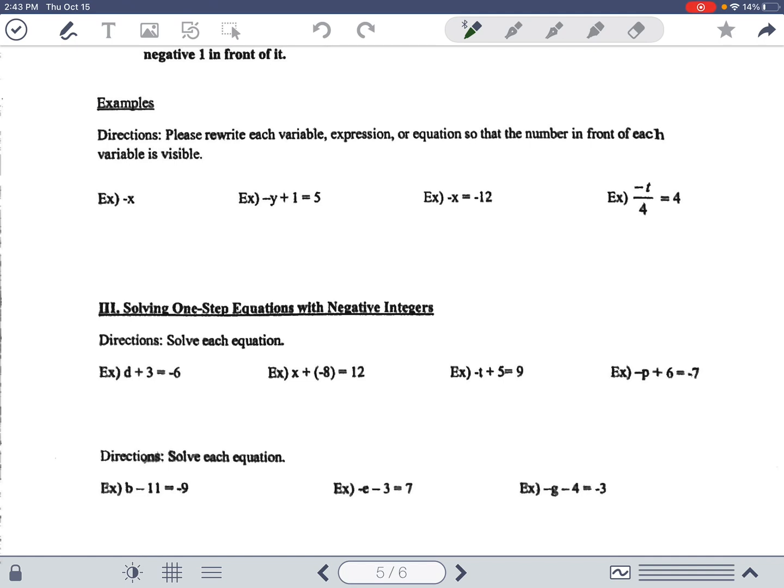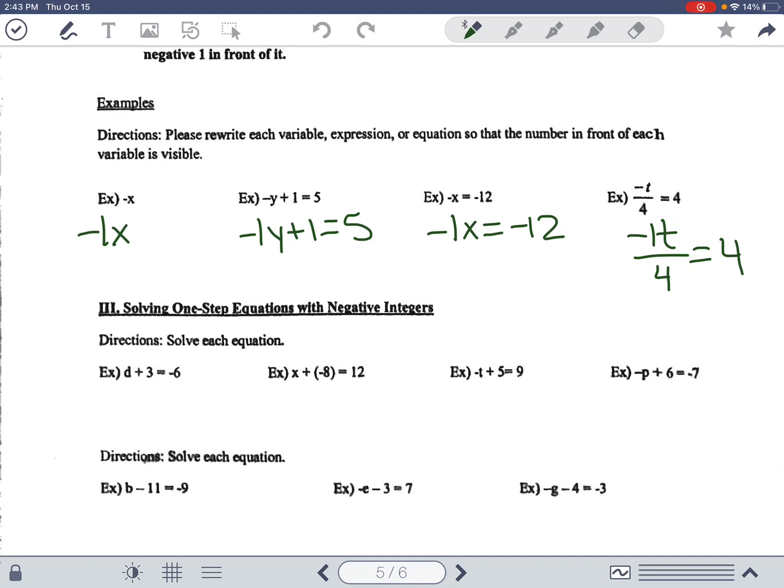So the first one says negative 1x. The next one says negative 1y plus 1 equals 5. I'm just putting in my invisible 1 so that you start to recognize that a negative sign in front of a variable means there's an invisible negative 1 in front of it. So we just had to rewrite these and put the negative 1 in front of the variable. Let me highlight that. Negative 1, negative 1. There you go. Now we're going to solve some with negative integers.